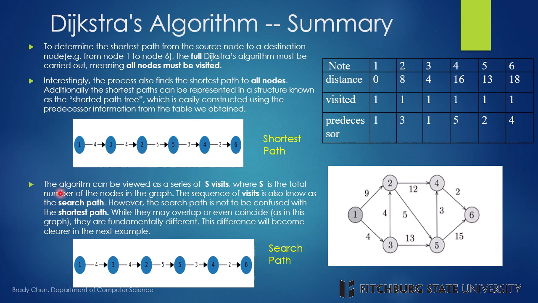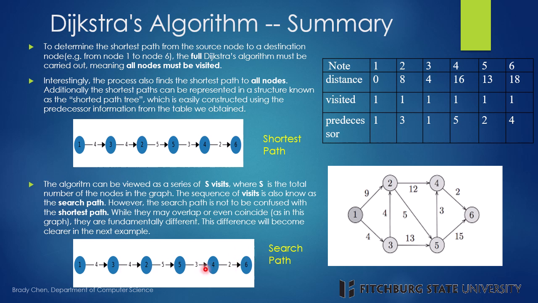The algorithm can also be viewed as a visiting sequence. An important thing to point out is that the sequence of visits is also known as the search path. The search path, however, is not to be confused with the shortest path. While they may overlap, and unfortunately in this case they are the same, this is the sequence of the search path, and this is the sequence of the shortest path tree. In this particular case they are the same, but only in this case. As you will see in other examples, they are two different concepts.